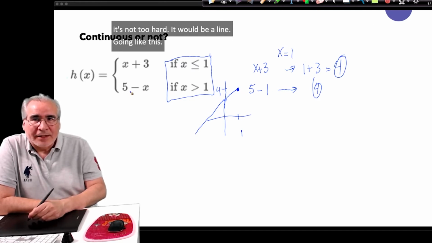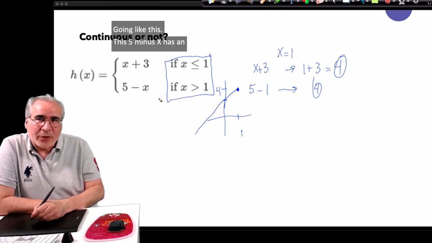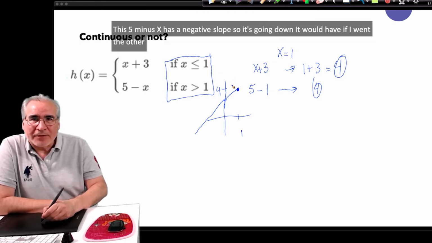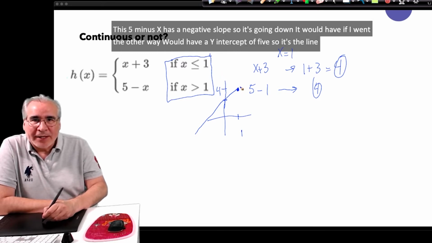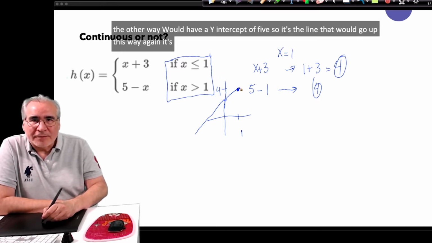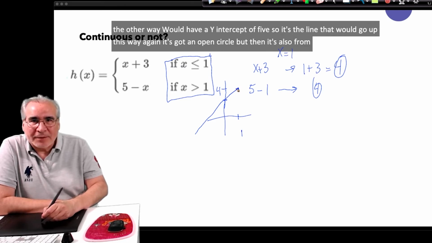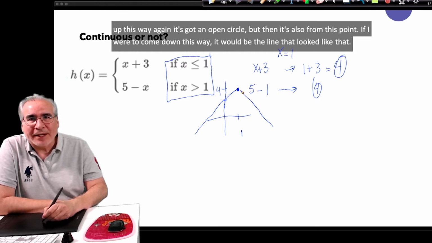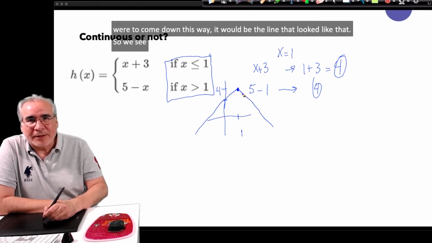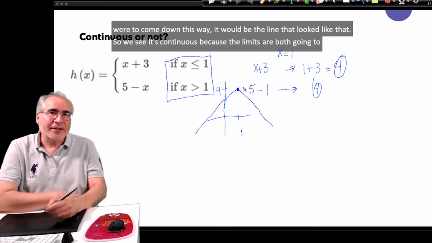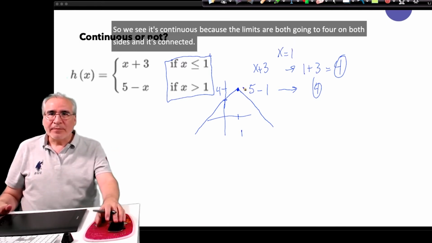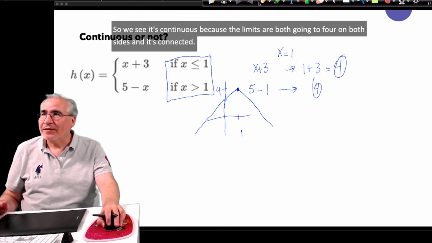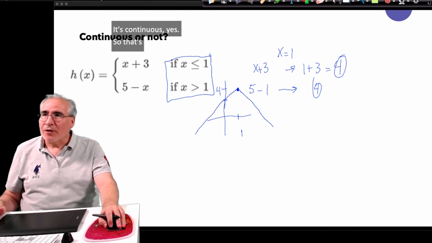Okay. This 5 minus x has a negative slope, so it's going down. If I went the other way, it would have a y-intercept of 5, so it's the line that would go up this way. Again, it's got an open circle, but then from this point, if I were to come down this way, it would be the line that looked like that. Okay, so we see it's continuous because the limits are both going to 4 on both sides, and it's connected. It's continuous, yes. So that's one question. There'll be some in the homework like that.